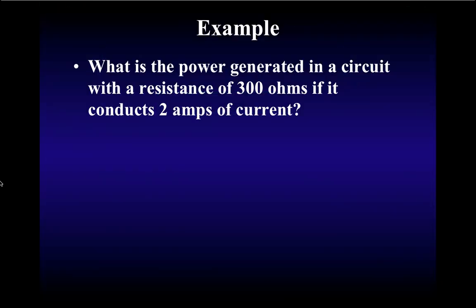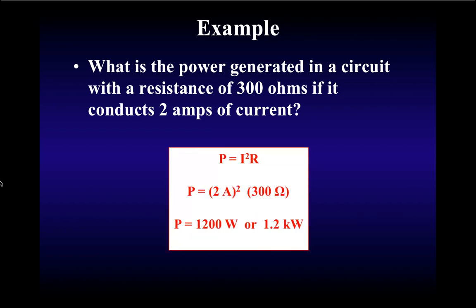What is the power generated in a circuit with a resistance of 300 ohms if it conducts 2 amps of current? We're looking for power, we're looking for P. 300 ohms is our R. 2 amps is I. Using the formula P equals I squared times R, only the I is squared, so we end up with 2 amps squared multiplied by 300 ohms gives us 1200 watts. If you're using scientific notation, you would end up with 1.2 times 10 to the third watts, or you can convert it to kilowatts. If you left it as 1200 watts, that is totally fine.